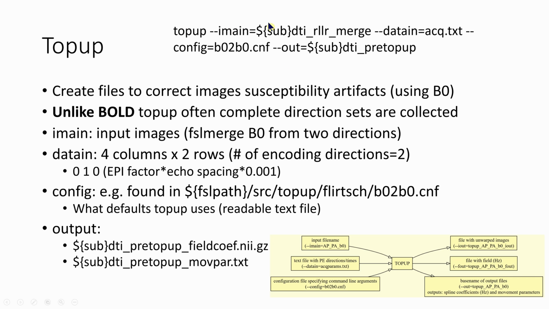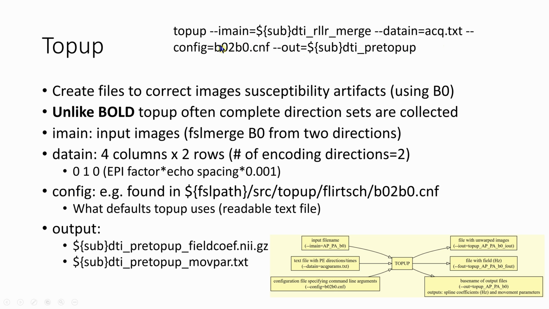So up here is the basic command. This is my right to left, left to right merged B0 file, and here I have my data in, which is my acquisition parameters. Here this is anterior posterior, this is right left, this is anterior posterior, this is inferior superior. So you would want to make sure you mark which one that is correctly. So in this case it wouldn't be for right to left. And this one marks anterior posterior.